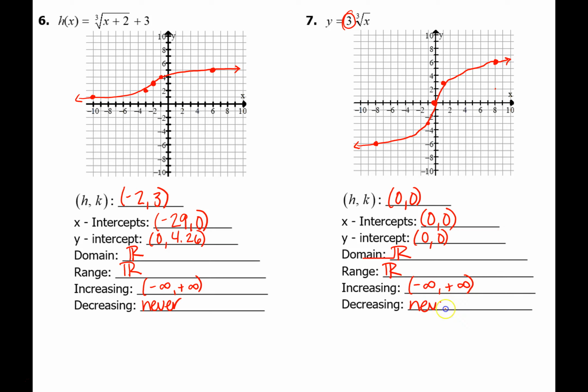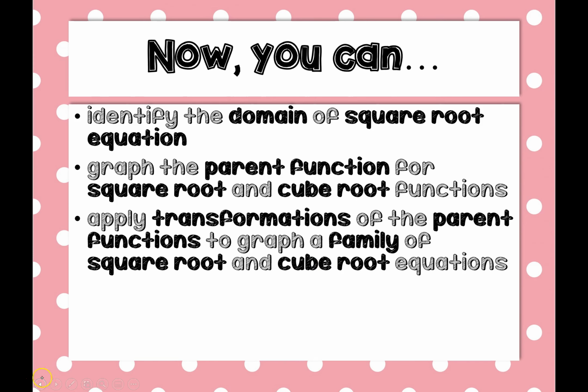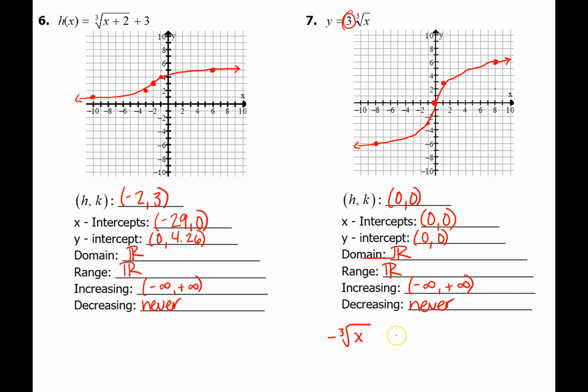It's never decreasing. In order for the graph to decrease, the a value would have to be a negative number, like that. And what that would do is it would take our cube root function and flip it to go this way instead of the increasing direction. Notice then we'd be going downhill the entire time.